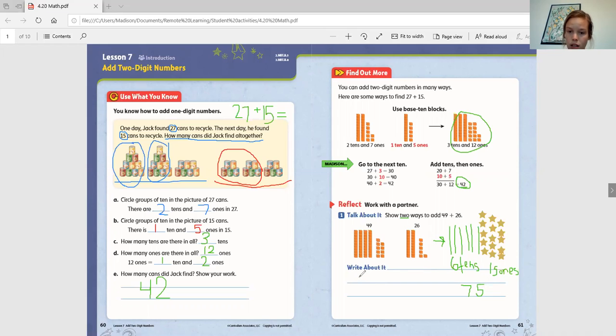I could have also done this by writing, I'll do it in a different color. I'll do my second way because remember this problem told me to solve it 2 ways. I'm going to do 40 and then I'll do my plus 9. Do my 20 plus 6. 40 plus 20 is 60, plus 15, and then it's going to equal 75.